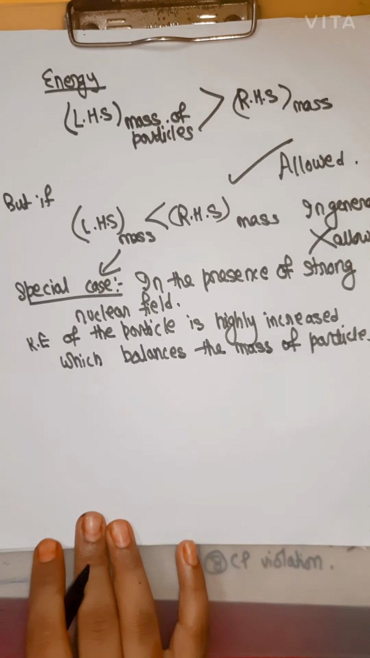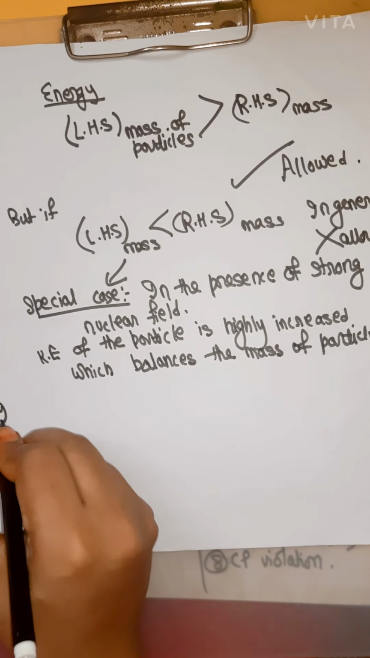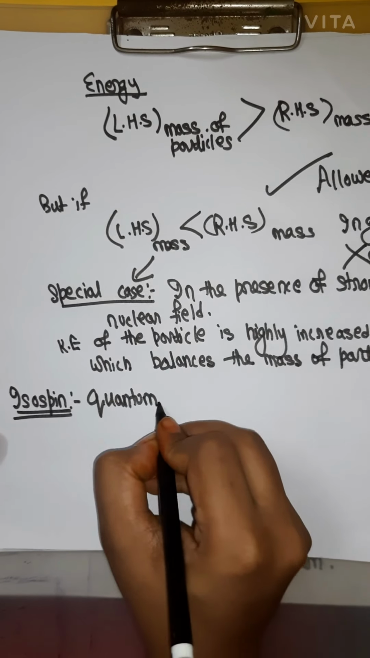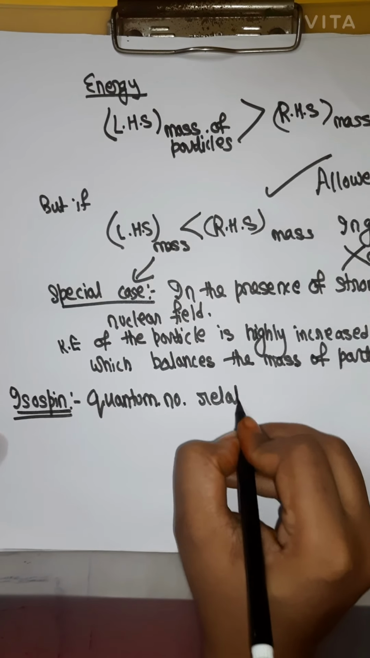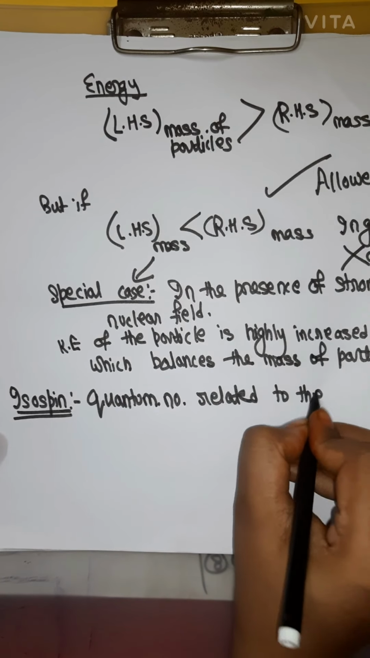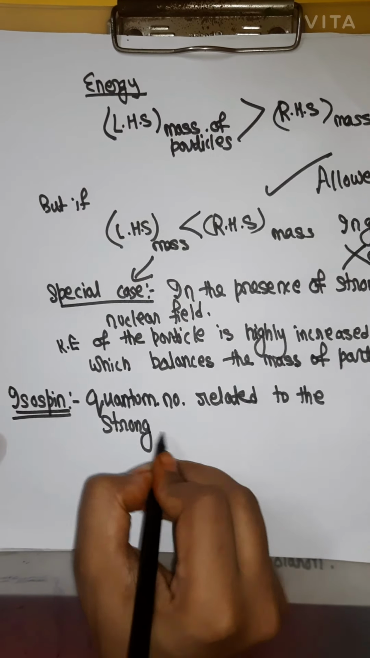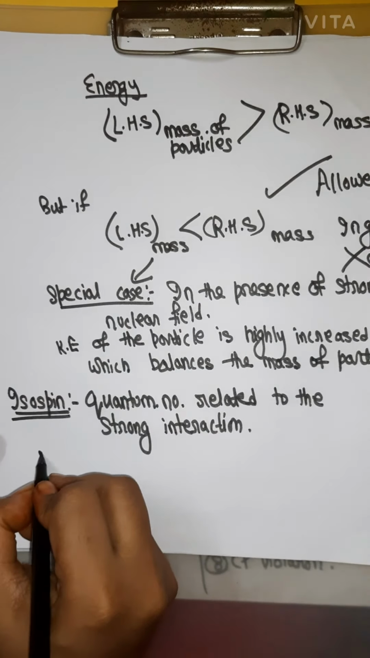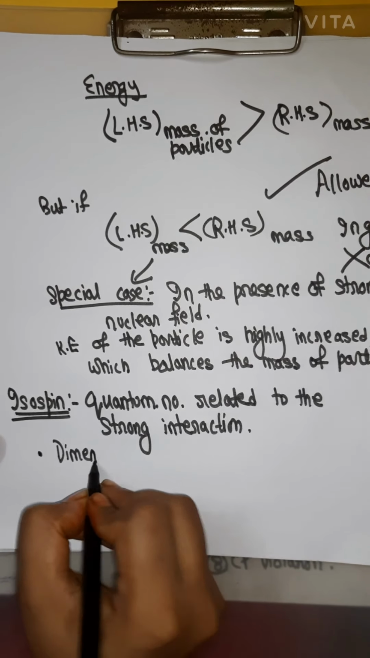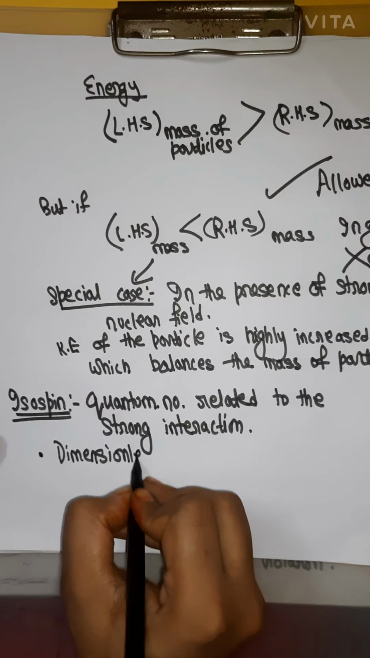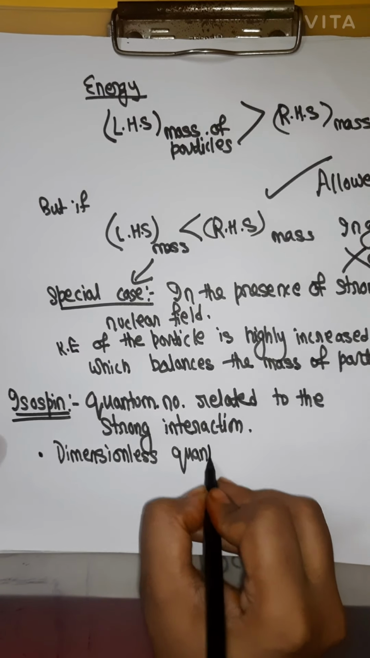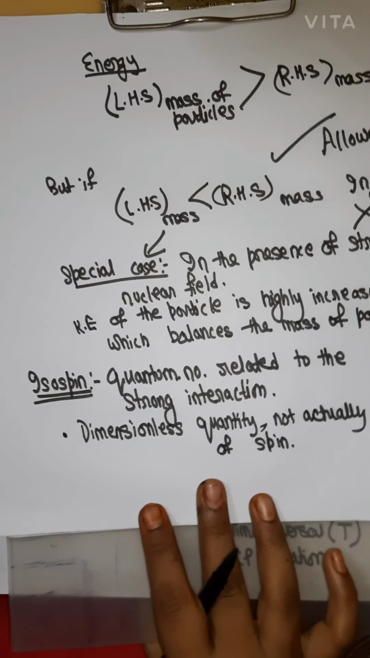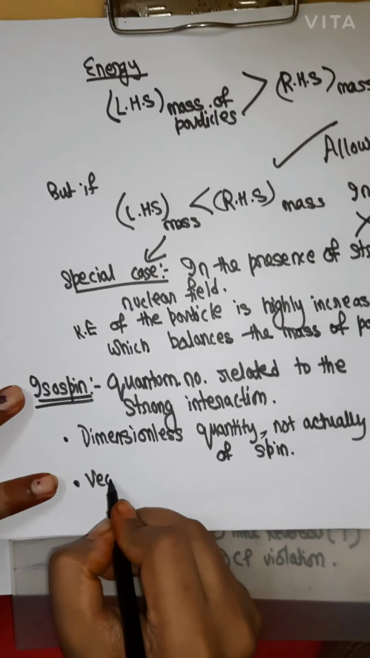Now we will see what we mean by isospin. It is a quantum number related to the strong interaction. Second, it is a dimensionless quantity, and it is not actually any type of spin. Third, it is a vector quantity, in which up and down quarks have an isospin value of half.